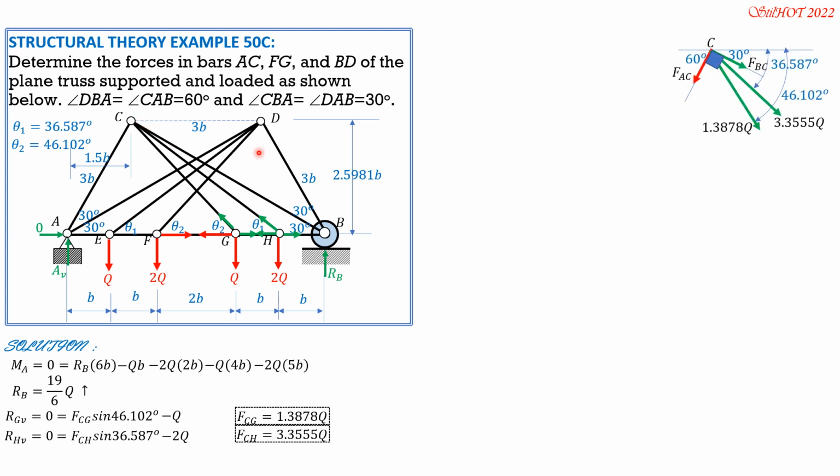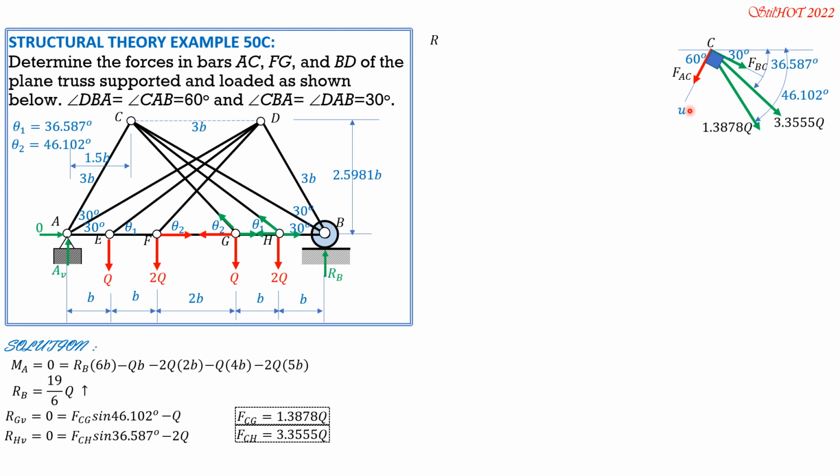Remember that F_AC and F_BC are perpendicular to each other, and the angle that 3.355Q, F_CH, makes with the horizontal is 36.587, theta 1. The angle that 1.3878Q, which is F_CG, makes with horizontal is 46.102. But the angle they make with BC is, this one is 36.587 minus 30, so 6.587. The angle that 1.3878Q makes with BC is 46.102 degrees minus 30, so 16.102.